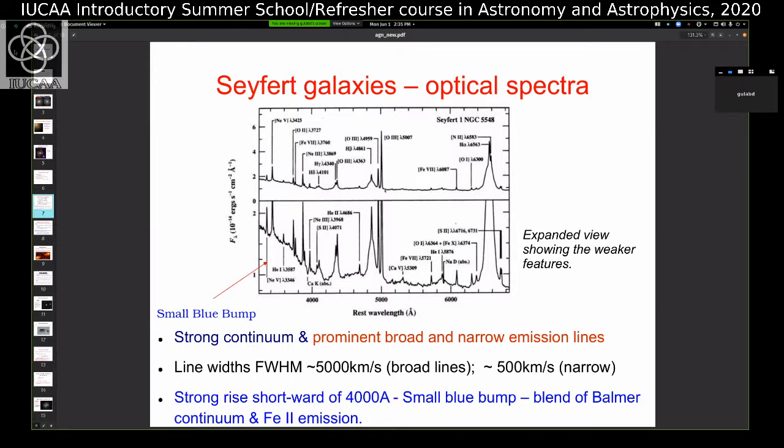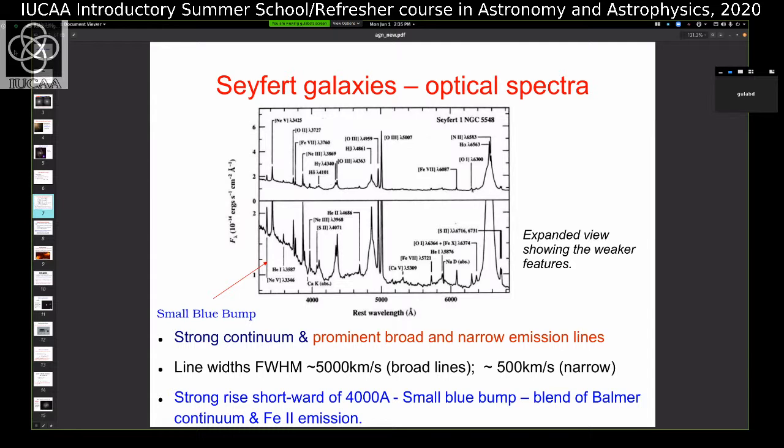Almost all active galactic nuclei have strong continuum. On top of that, there are a large number of emission lines. First of all, you see some of the lines are broad emission lines. For example, the H alpha in the rightmost corner, then there are H beta, H gamma, etc.